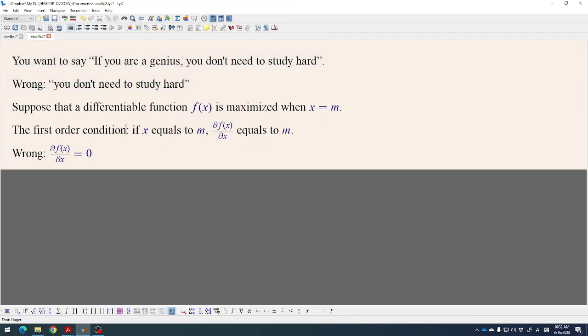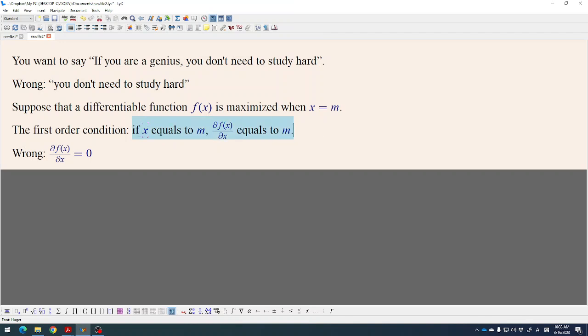Now going back to the first order condition. Suppose that a differentiable function is maximized when x equals m. Again, this corresponds to the genius case. I'm not saying this is always maximized. It is maximized only in a very special case, when x equals m. And then mathematically, the first order condition has this structure.